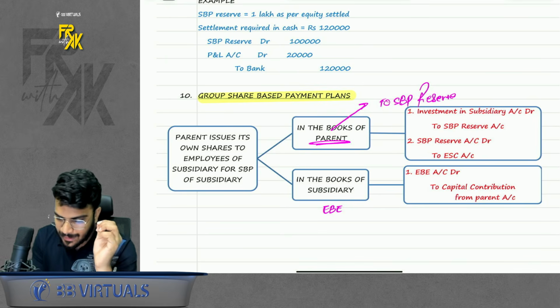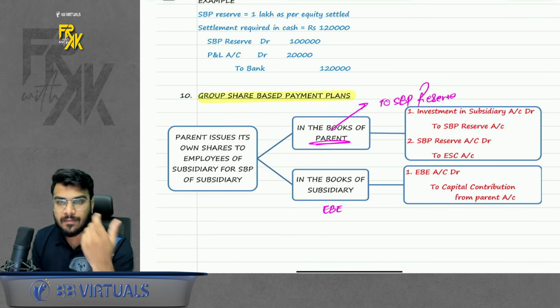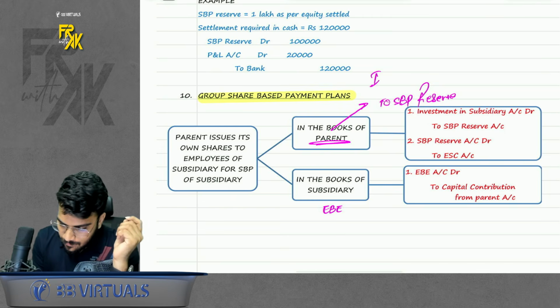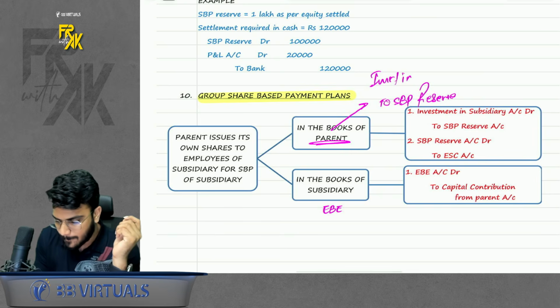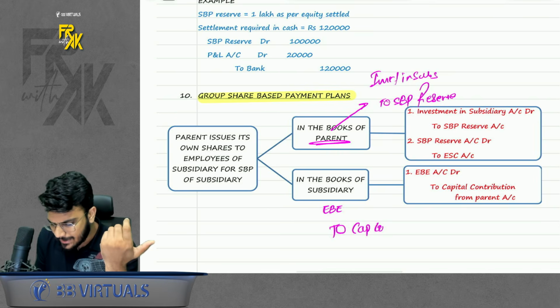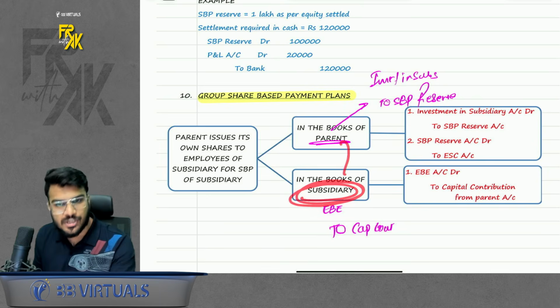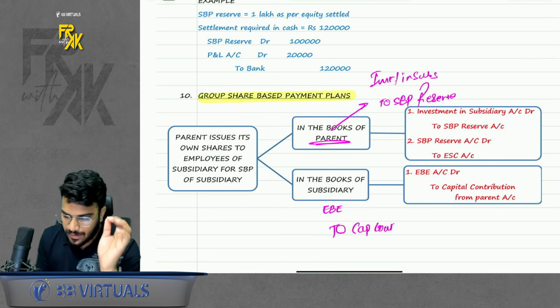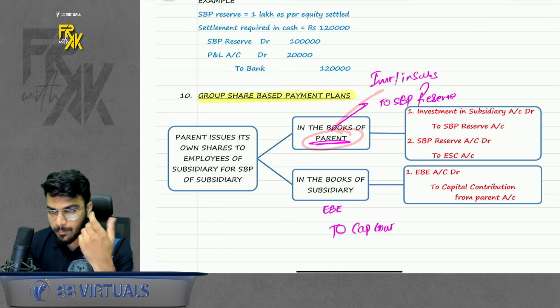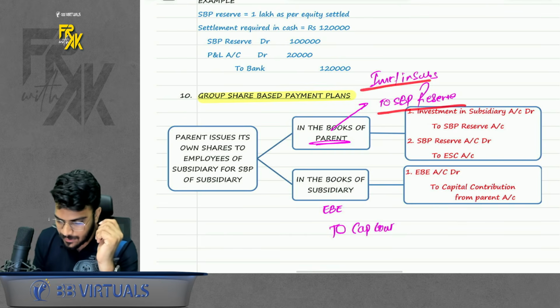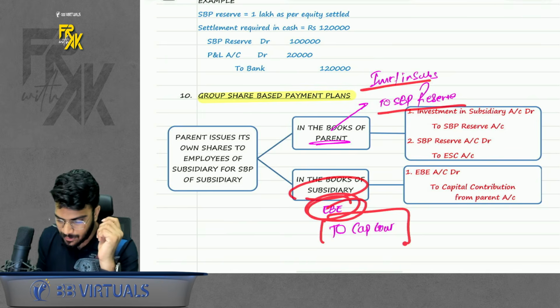So when can I say the parent is helping the subsidiary here by giving the shares? The parent will say investment in subsidiary, because help means investment, and the subsidiary is receiving the help, so it will say capital contribution. Why is it help, sir? Because the parent is now giving shares to the employees of the subsidiary. Simple, right? So whenever the parent is helping the subsidiary, the parent will say investment in subsidiary to SBP reserve, and the subsidiary will say employee benefit expense to capital contribution.